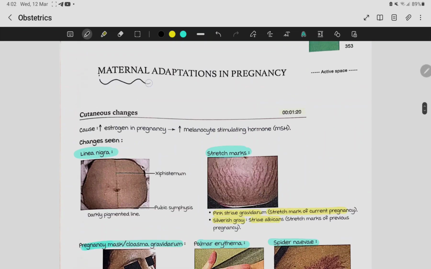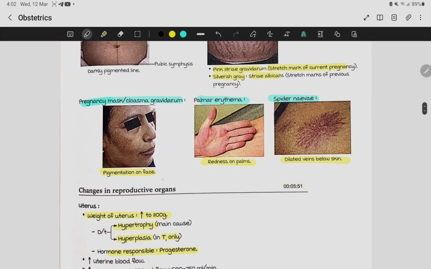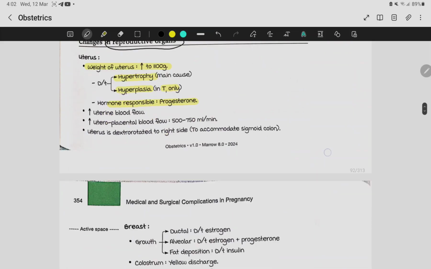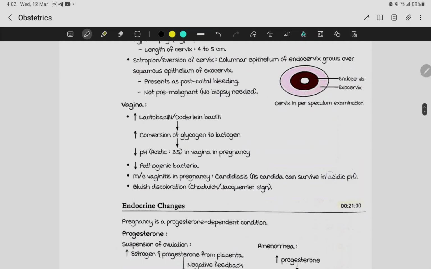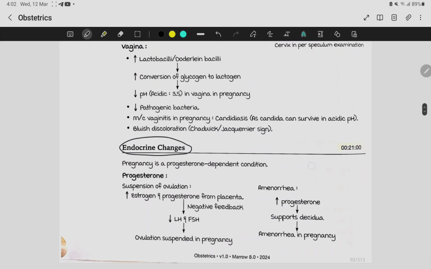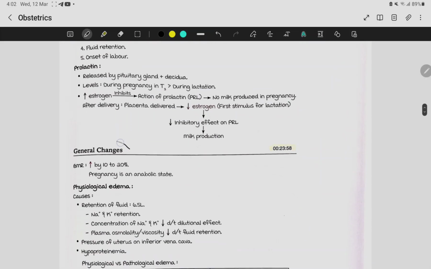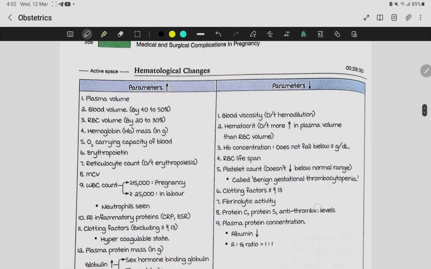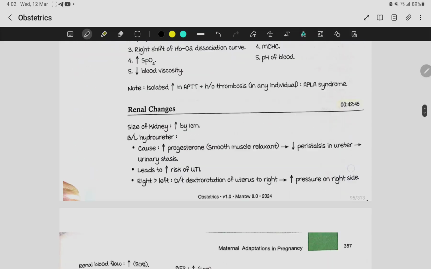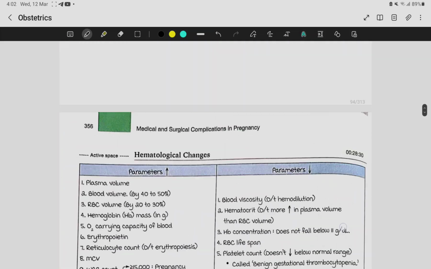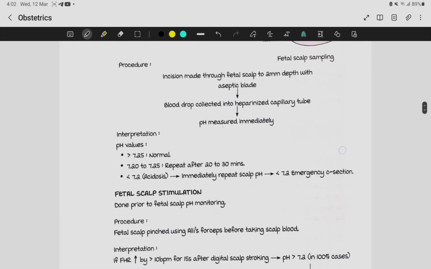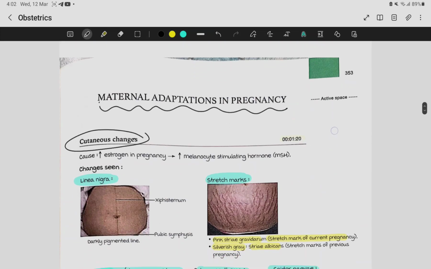Coming to maternal adaptation in pregnancy, first we have the cutaneous changes, then changes in reproductive organs, and after that we go to the endocrine changes, then the general changes, hematological changes, renal changes. Okay, we'll come to this one by one. So first one is the cutaneous changes.